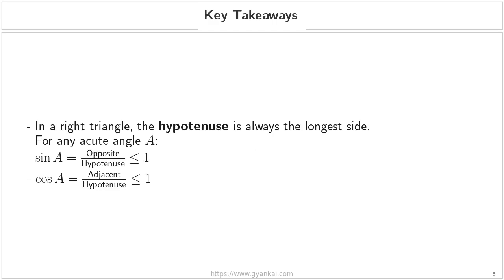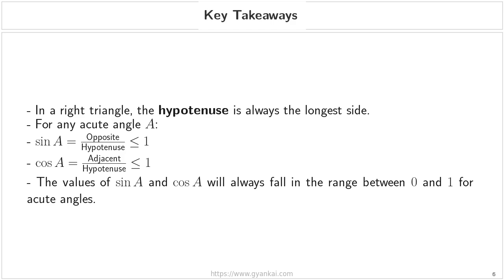Because of this, when we look at any acute angle, let's call it angle A, we can establish clear mathematical limits. When we calculate the sine of angle A, which is the ratio of the opposite side to the hypotenuse, that value will always be less than or equal to 1. Similarly, when we calculate the cosine of angle A, which is the ratio of the adjacent side to the hypotenuse, that value is also always less than or equal to 1. To put it simply, for any acute angle, the values for sine and cosine will always fall within the range between 0 and 1.